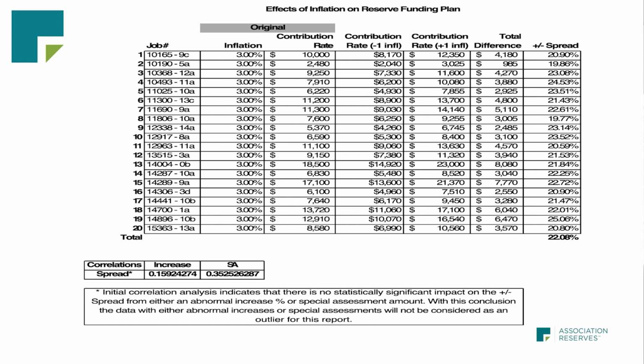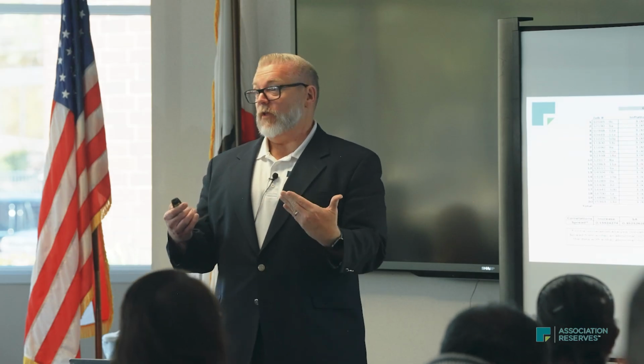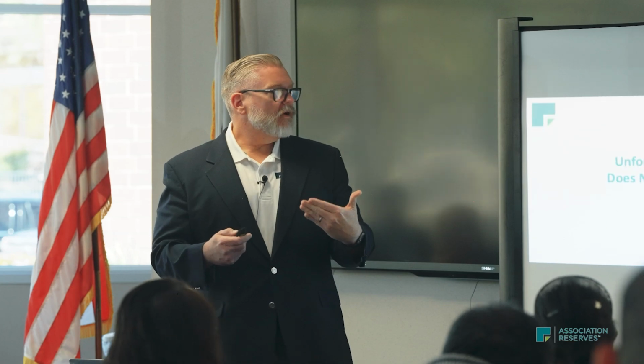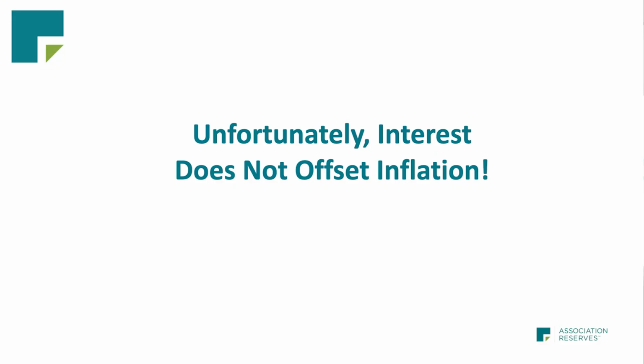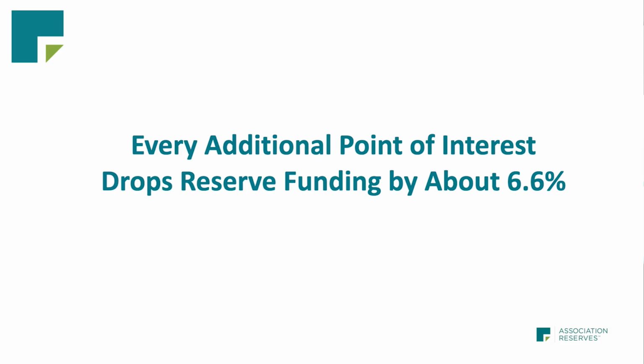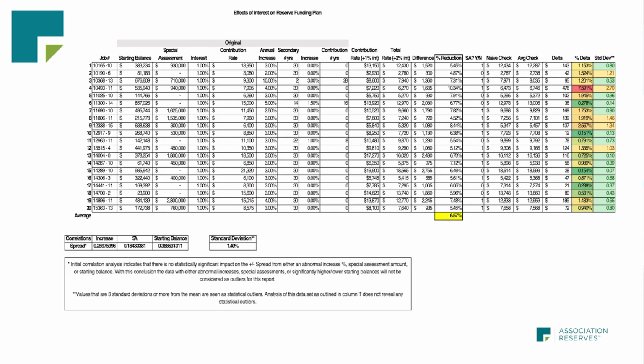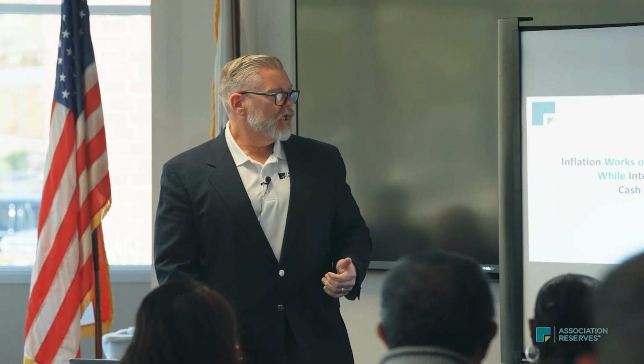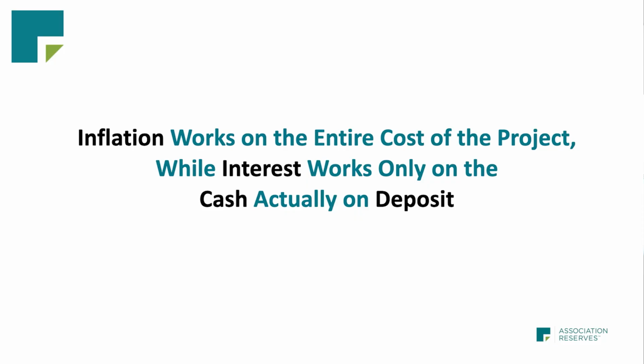Now, the good news is that we are starting to get interest on our money. We hadn't gotten interest on our money for like the last 15 years, right? The problem is it's not enough. It doesn't offset the inflation we're having. We had the same statistician take a look, and the interest that we're getting now adds about 6.6%. So we still have about a 14% swing going up for how much reserve funding is being hit by this inflation. So remember that inflation works on the entire cost of the project. We've got a lot of things that we're funding for, versus interest is only on the cash on deposit.